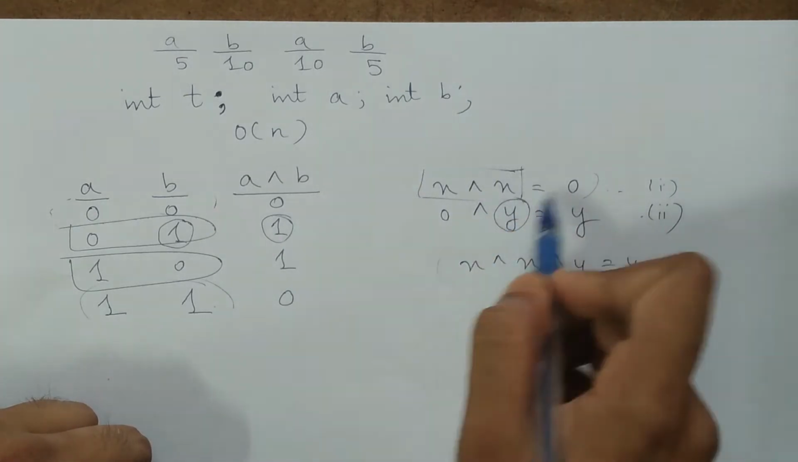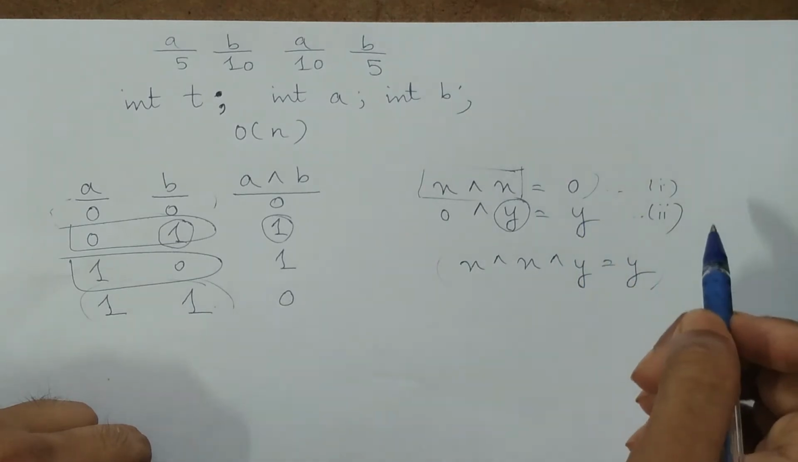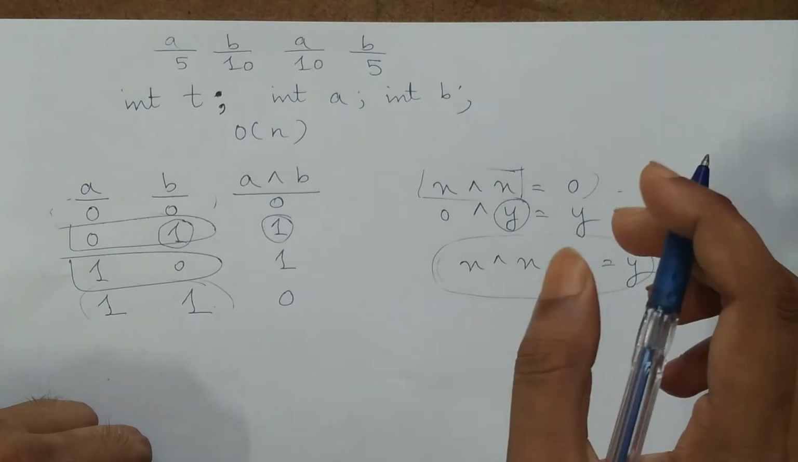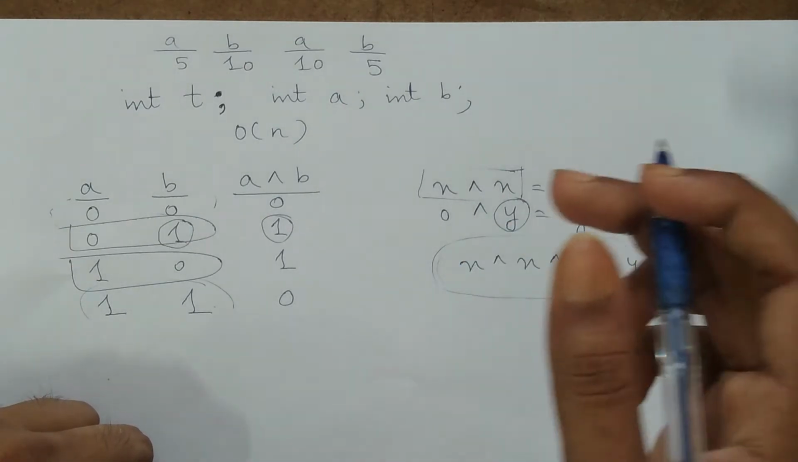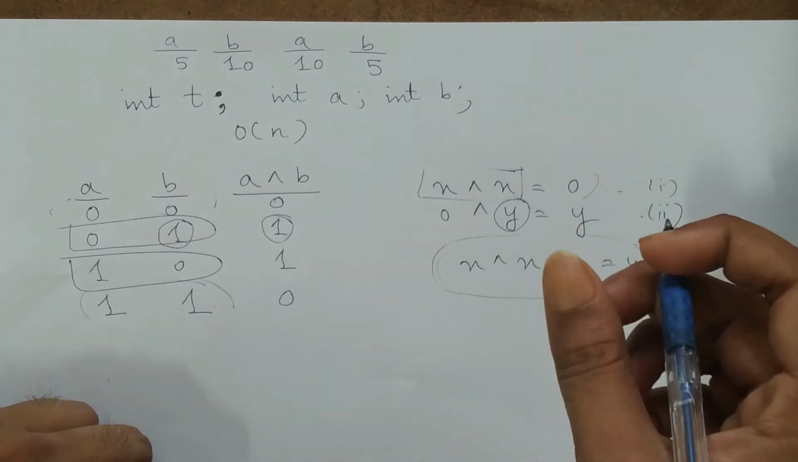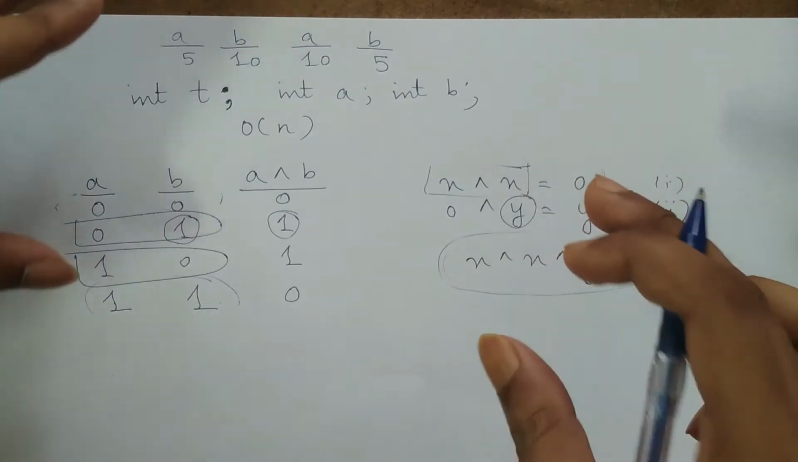Okay, so number XOR number will be 0, and number XOR 0 will be equal to the number itself. Combining these two equations we get this equation, and these two equations are the base upon which we will build our program. Okay, so now we will see how to write our program. We have learned the basics of XOR over here.